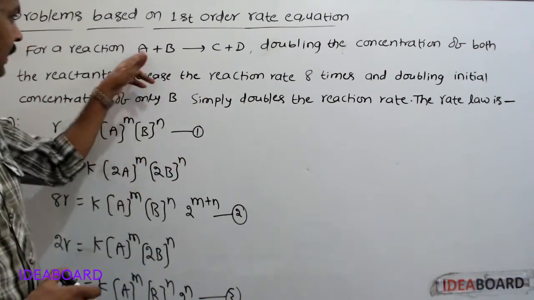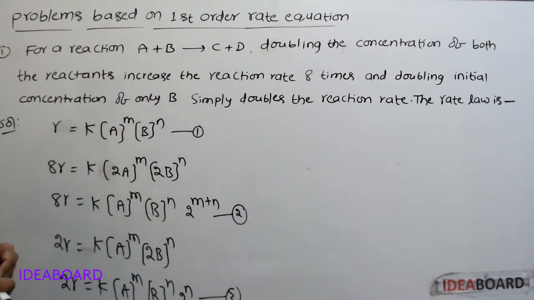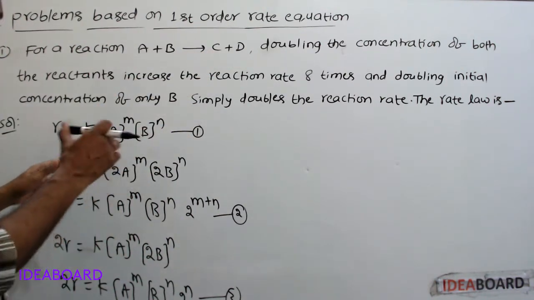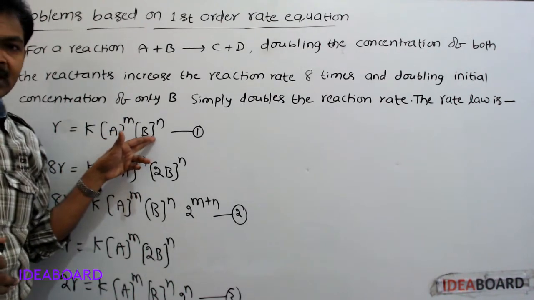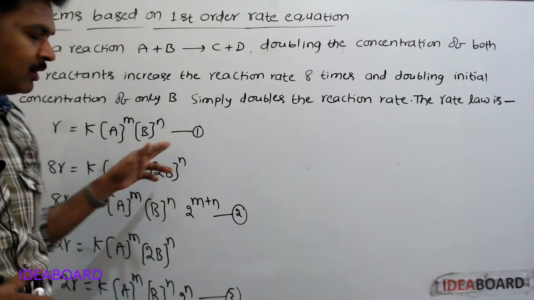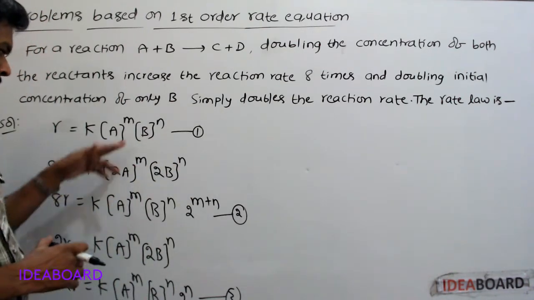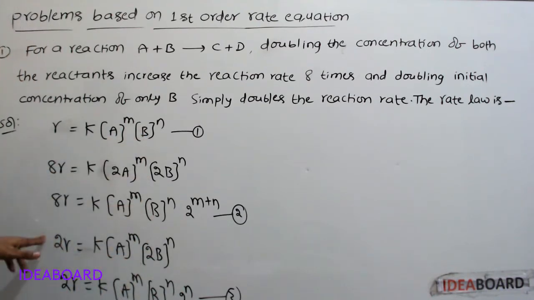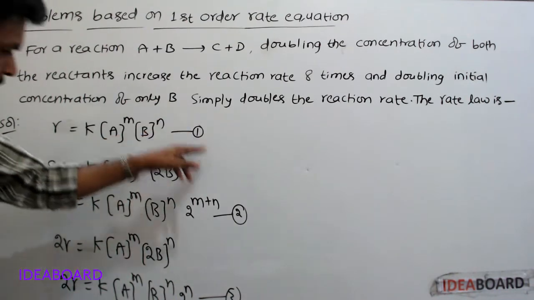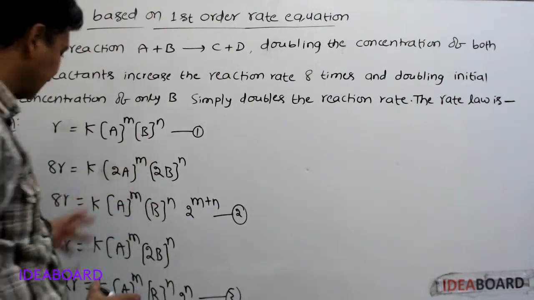This is the given reaction. For this given reaction, I wrote the rate equation. Given that if the A concentration and B concentration both are doubled, the rate of reaction increases by 8 times, 8R. If only B concentration is doubled, the rate of reaction becomes 2 times, 2R. By using these equations, we can write the rate equation.